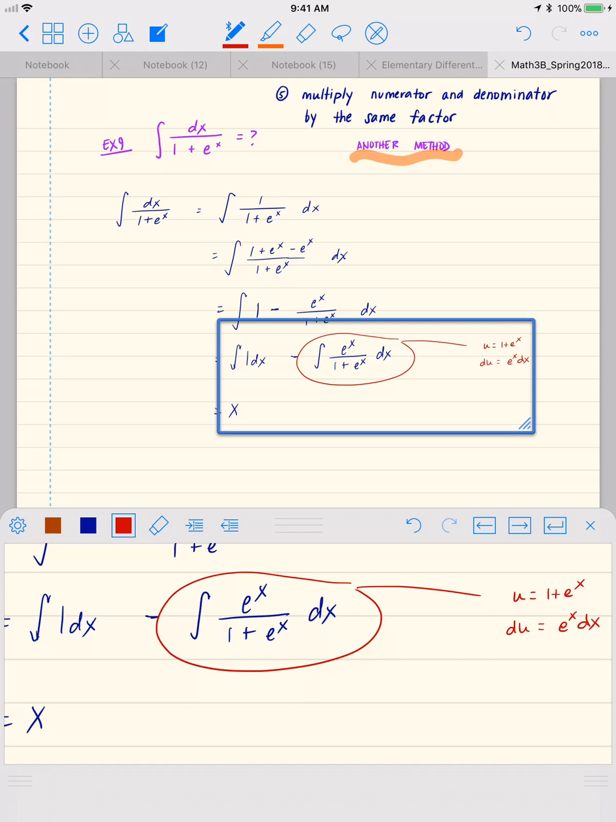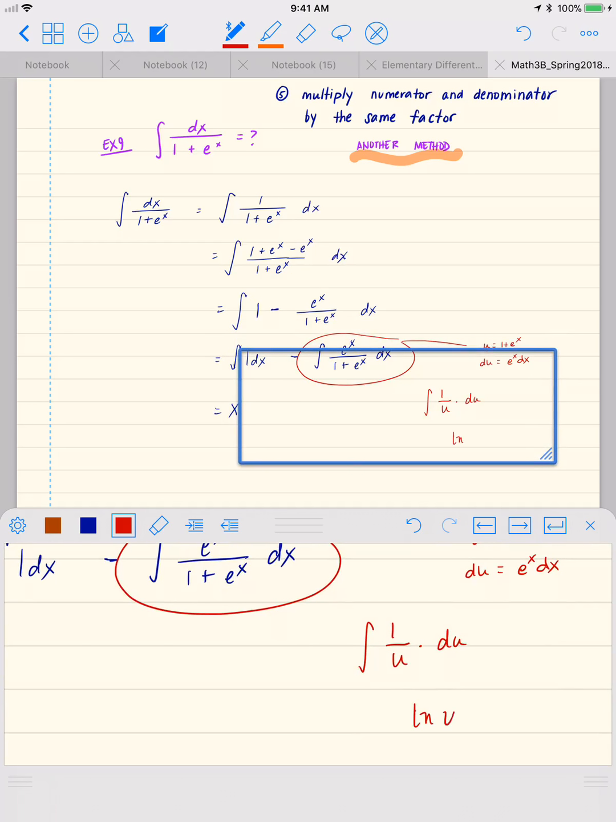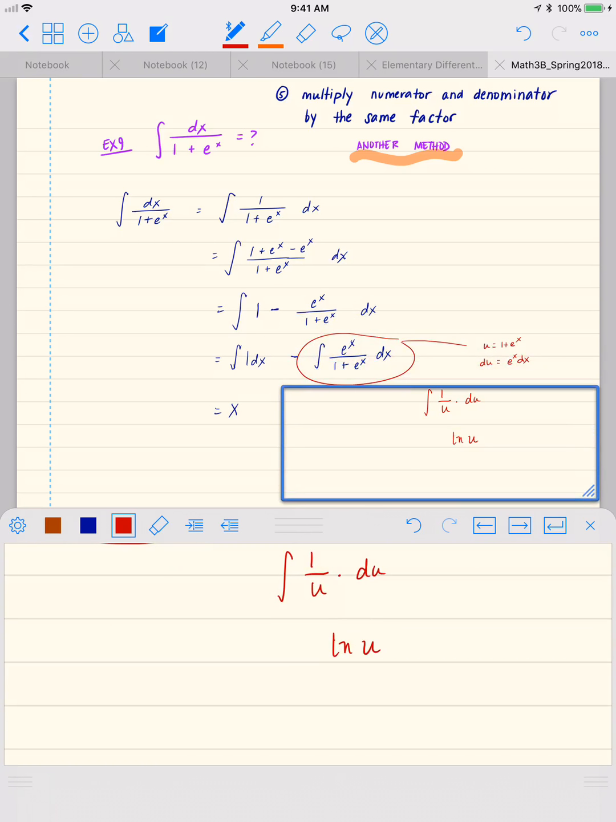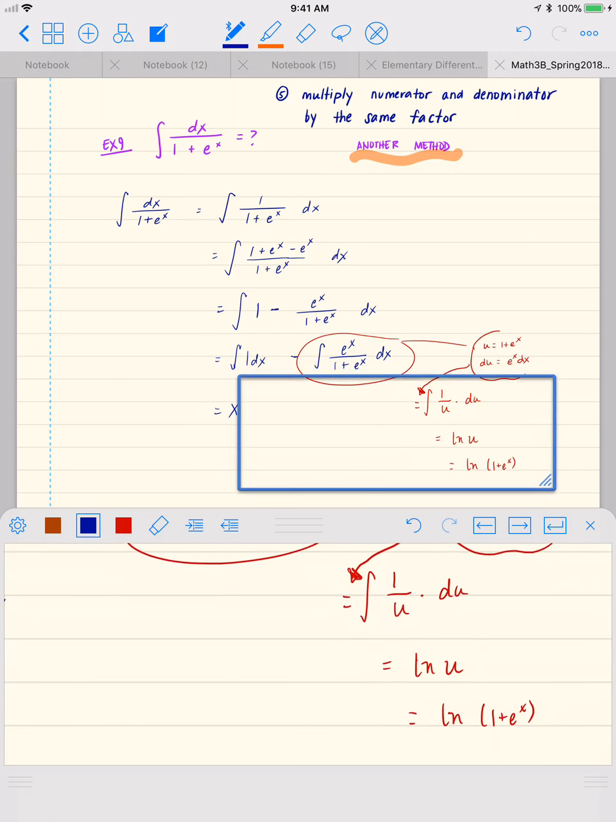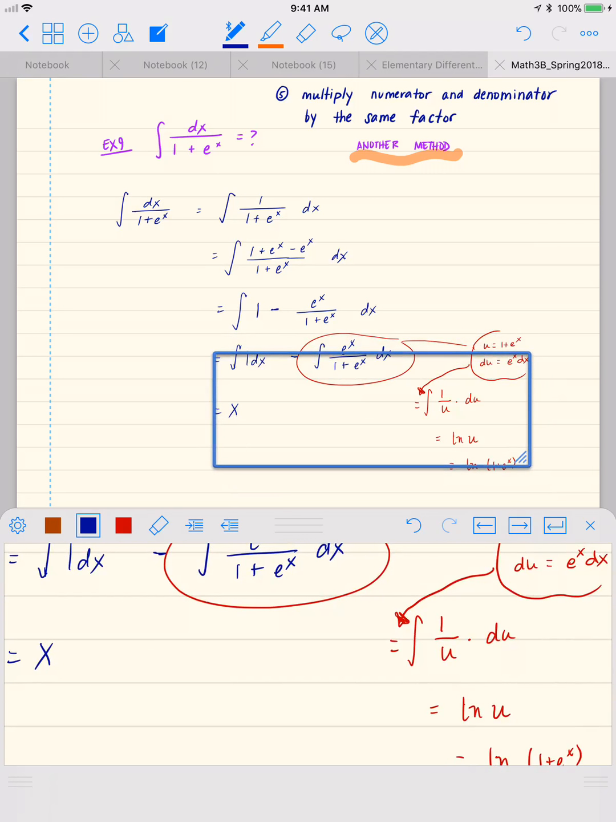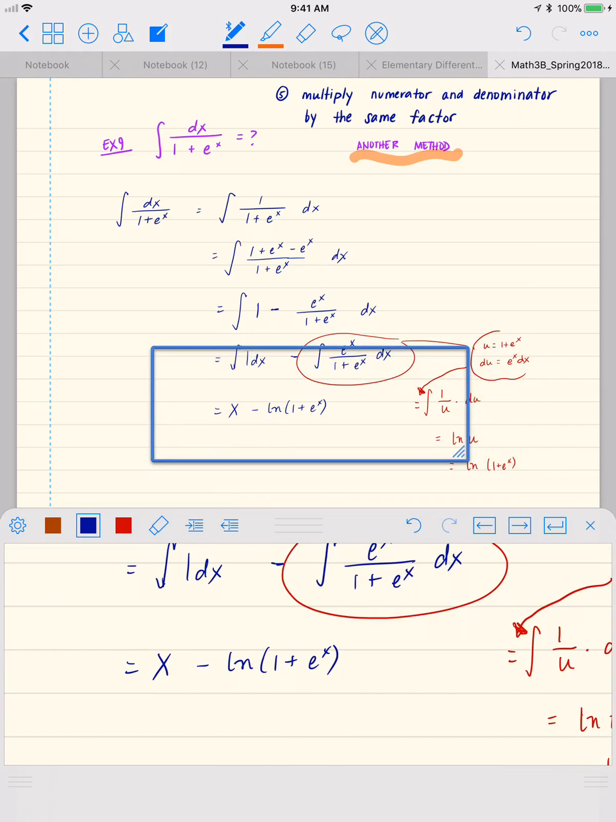So I can rewrite this as 1 over u times du, and I'm trying to integrate that, which is going to give me the natural log of u. But remember, u is 1 plus e to the x, so I've actually got the natural log of 1 plus e to the x. Okay? And we can indicate how we got the equality sign is with the substitution. So, for my answer, I'm going to have x minus the natural log of 1 plus e to the x plus a constant.